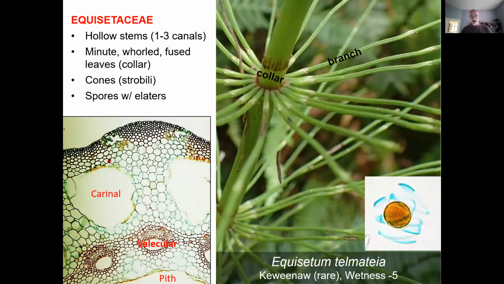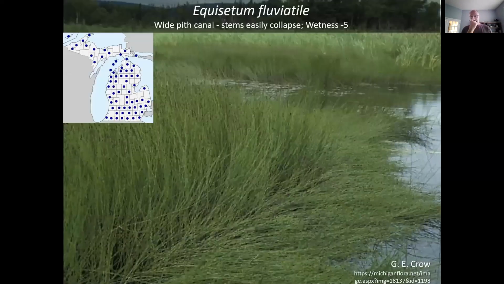Clearly a water demanding plant with a wetness of -5. Another, I think, great potential indicator is Equisetum fluviatile, and it also has a wetness index of -5. This is not my photo. I don't have one of the species, but it is almost purely restricted to lake shores of one form or another. I've never encountered it away from a lake.